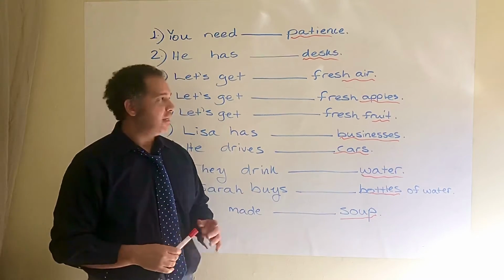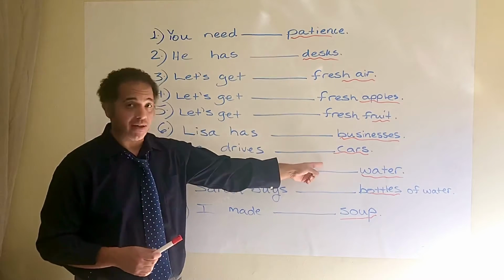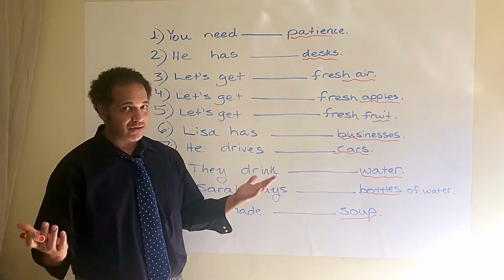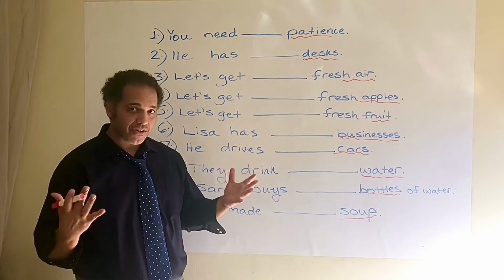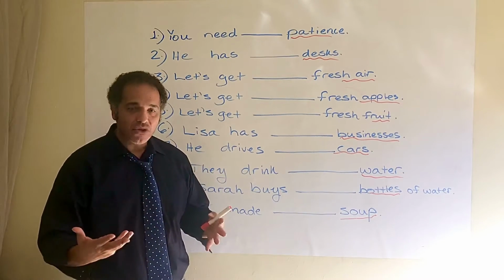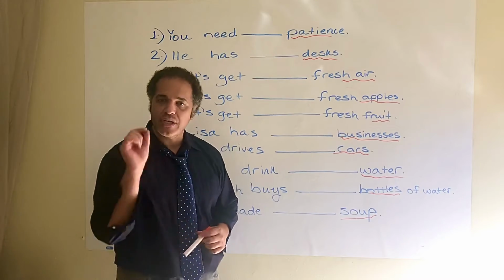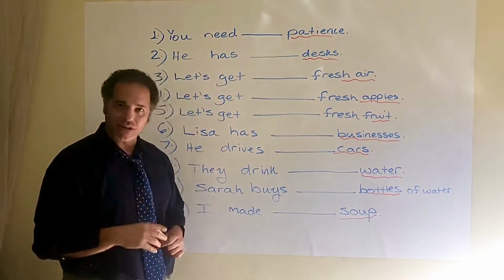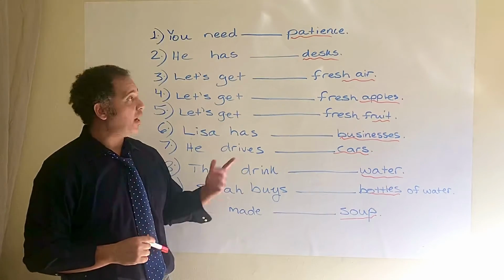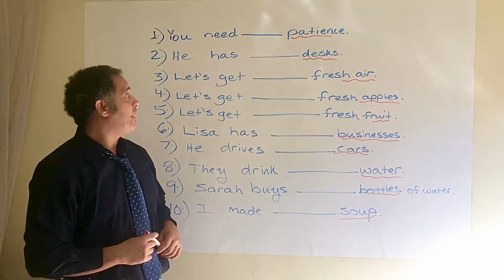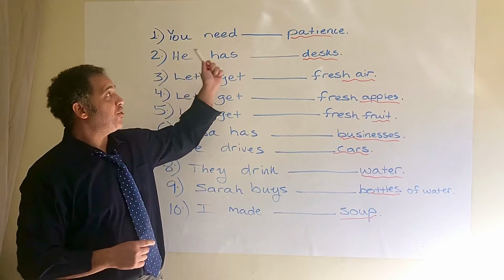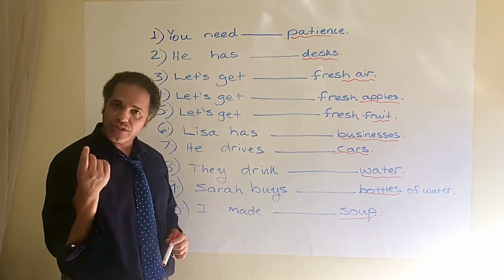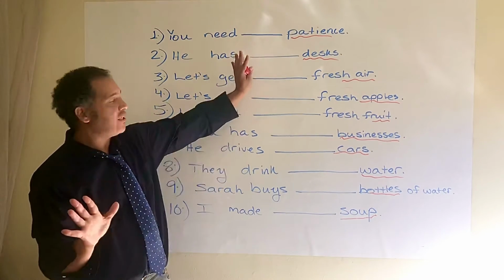And that's it. Now, as soon as you figure out, and this is not easy, this takes time, you have to figure out if it is countable or non-count. Once you figure that out, then you can start using the choices which I laid out in the previous board for count and non-count quantifiers. So, I'm going to go one by one, okay? Number 1, you need patience. Patience is non-count, so we can just leave it alone.